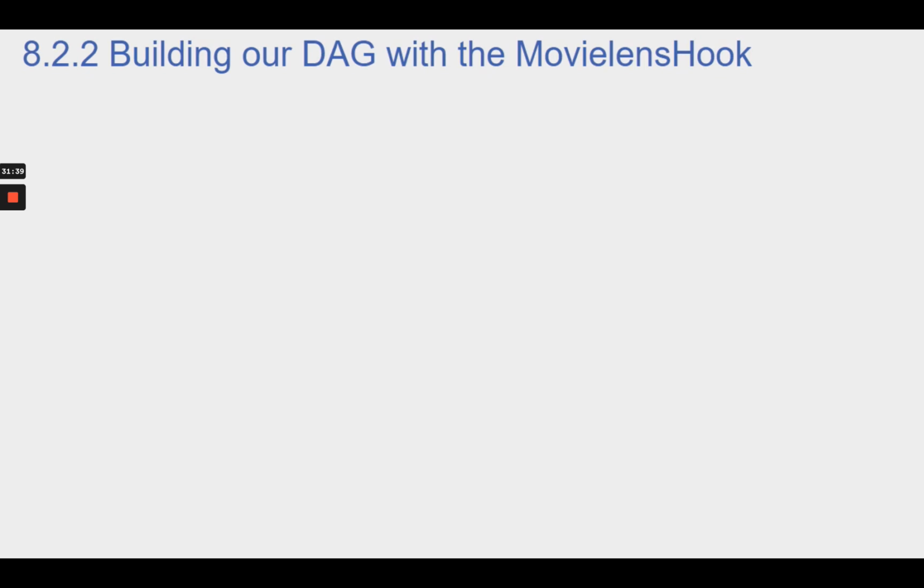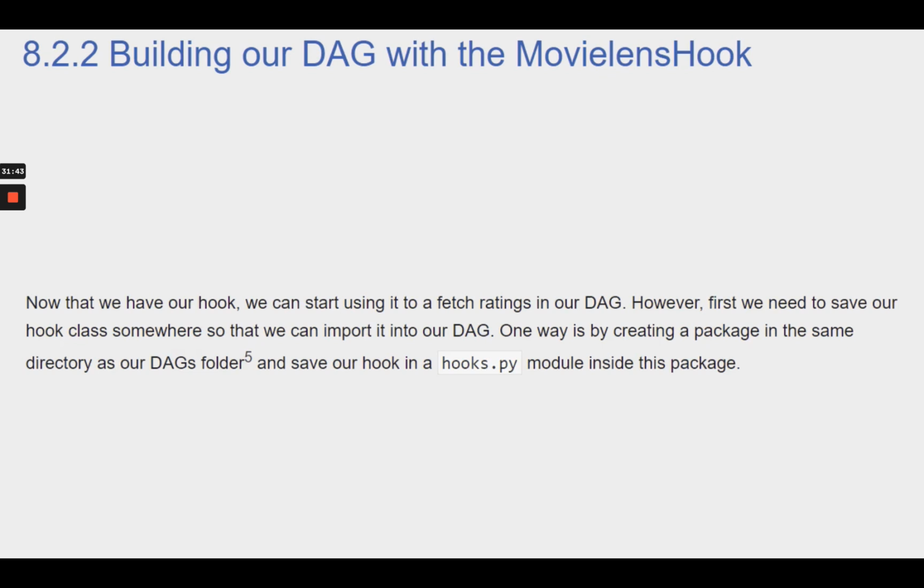Section 8.2.2, Building our DAG with the MovieLens hook. Now that we have our hook, we can start using it to fetch ratings in our DAG. However, first we need to save our hook class somewhere so that we can import it into our DAG. One way is by creating a package in the same directory as our DAGs folder and saving our hook in a hooks.py module inside this package.